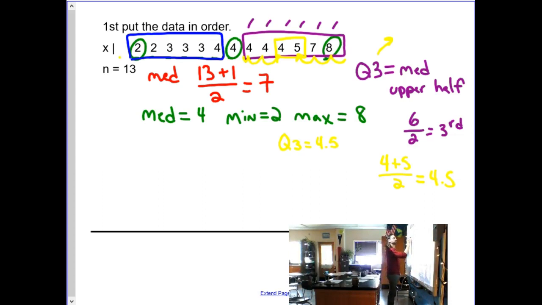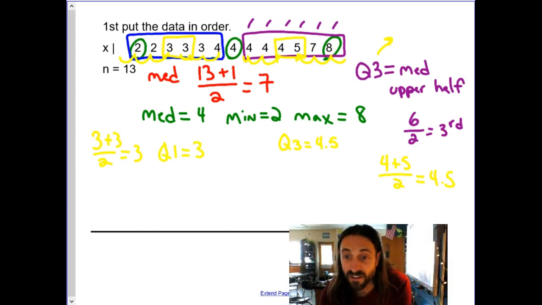I'm going to do the same thing on the lower half. Again, I know it's going to be 3, so 1, 2, 3. 1, 2, 3. Aha. 3 plus 3 divided by 2 equals 3. So Q1, the first quartile, is 3.